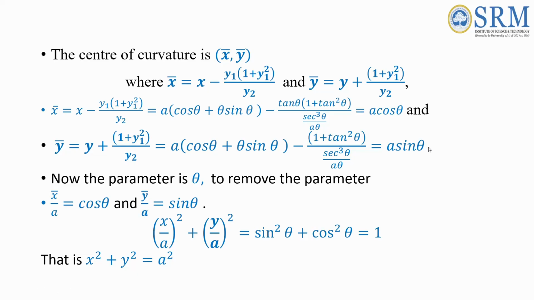What is the parameter here? The parameter is theta. We have to remove the parameter theta here. So if we see the first equation, x equal to a cos theta, see therefore x by a equal to cos theta. And from the second equation, y equal to a sin theta. See, therefore, y by a equal to sin theta. Then square these two expressions and add them up, which gives x by a the whole square plus y by a the whole square equal to sin square theta plus cos square theta. But sin square theta plus cos square theta equal to 1. See, therefore, there is no parameter theta in this equation, right? See, therefore, x square plus y square equal to a square. That is the required envelope.